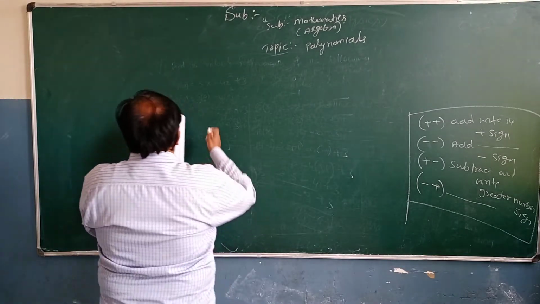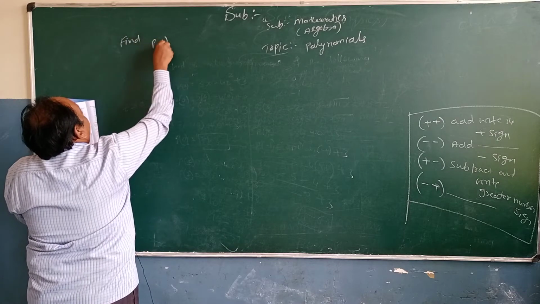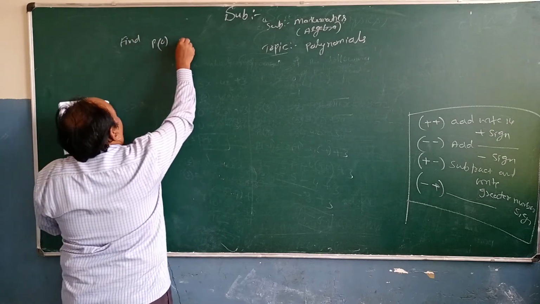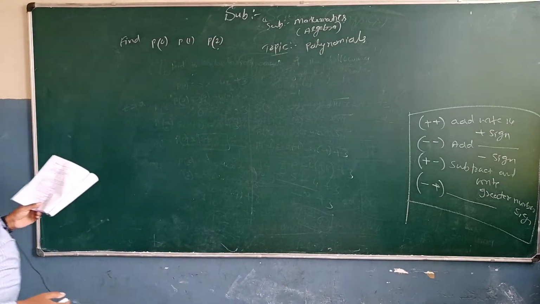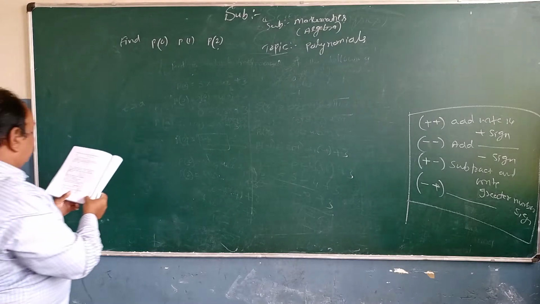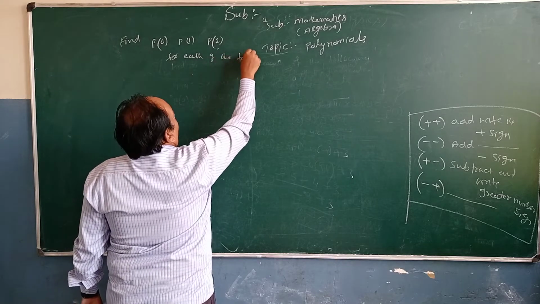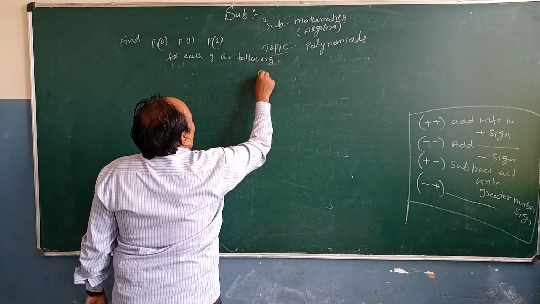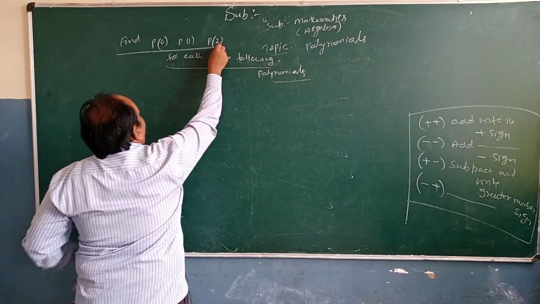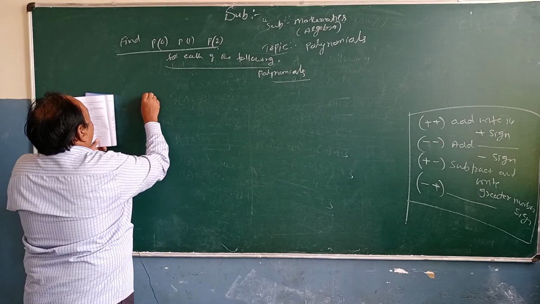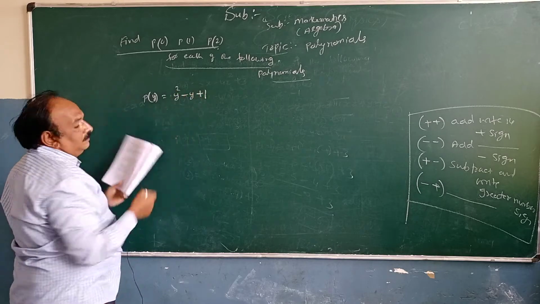Find P of 0, P of 1 and P of 2 for each of the following polynomials. First one is P of y is equal to y square minus y plus 1.